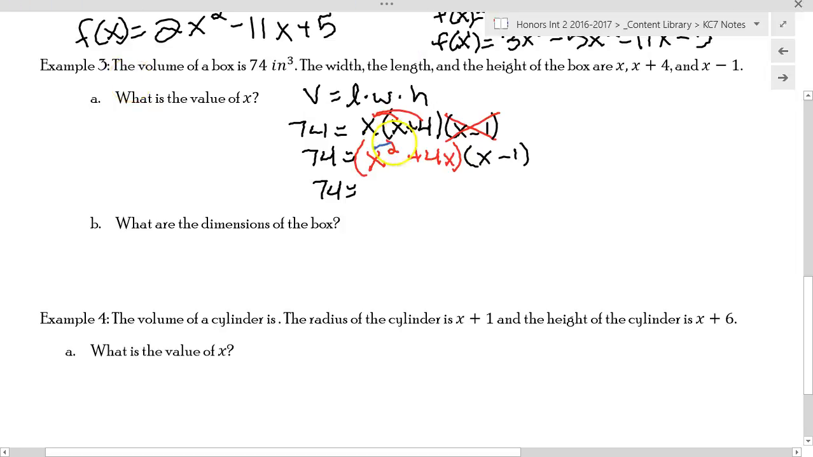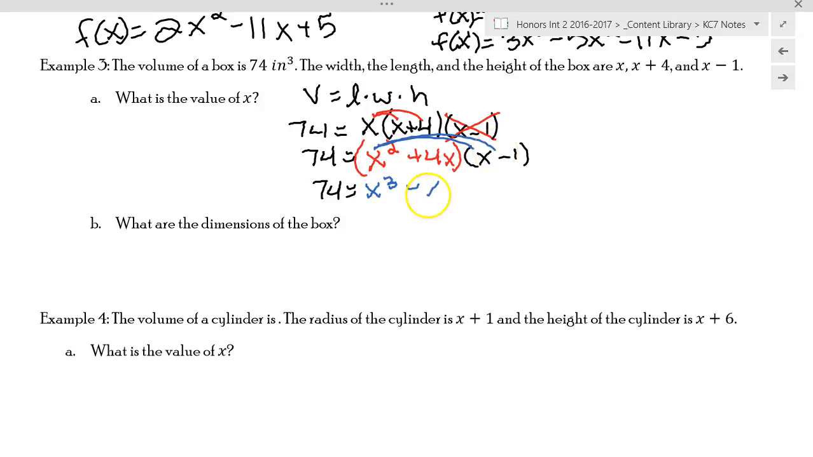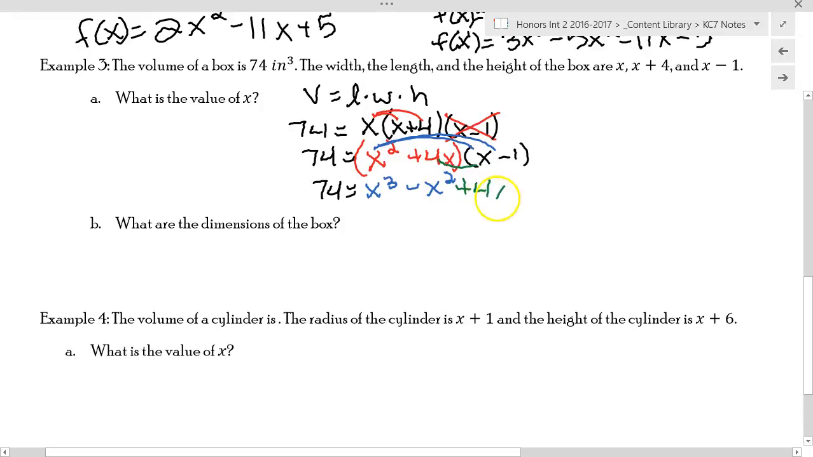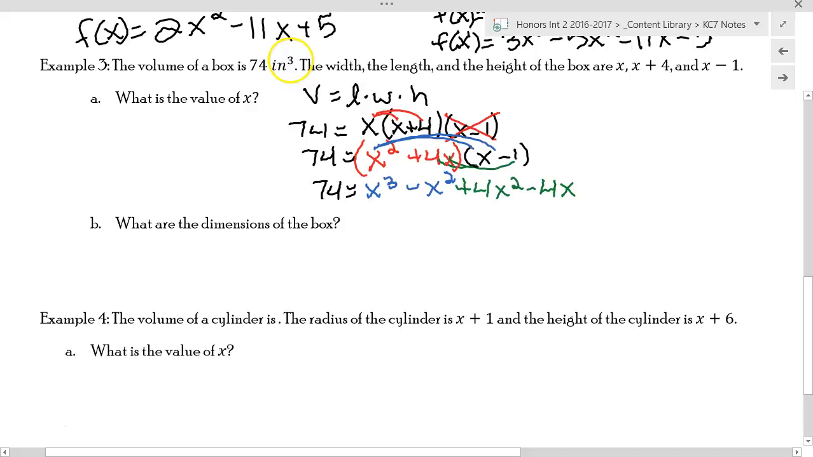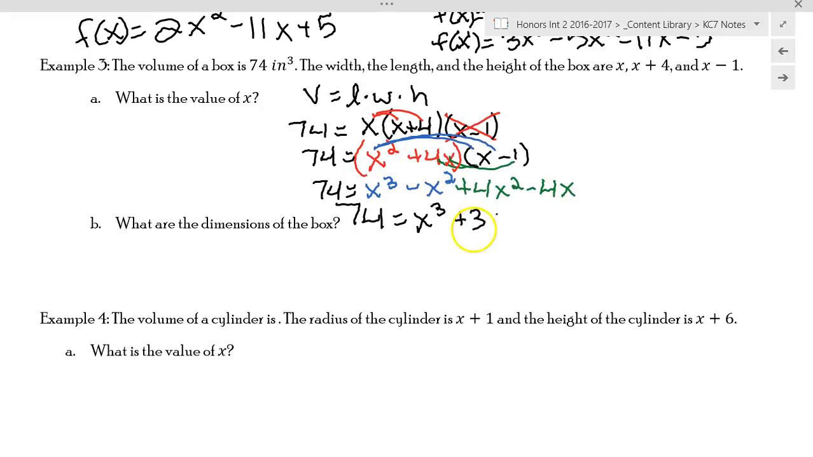distribute. So x squared times x is x cubed. X squared times negative 1 is minus x squared. Then the 4x. 4x times x is plus 4x squared. 4x times negative 1 is minus 4x. So I have x cubed minus x squared plus 4x squared minus 4x. So here I do have to combine like terms. 74 equals x cubed plus 3x squared minus 4x. Okay.